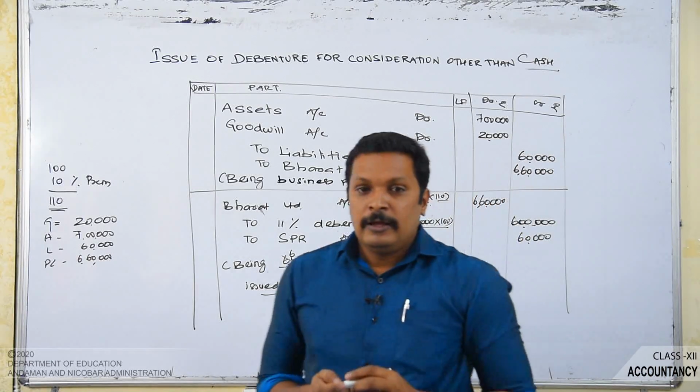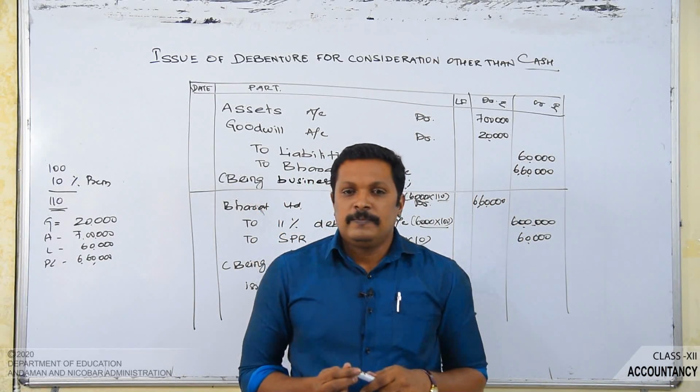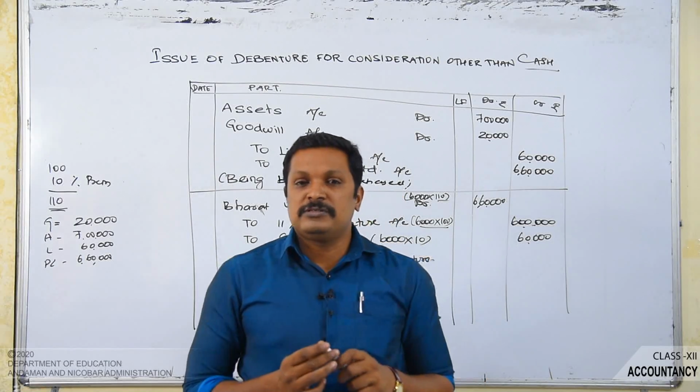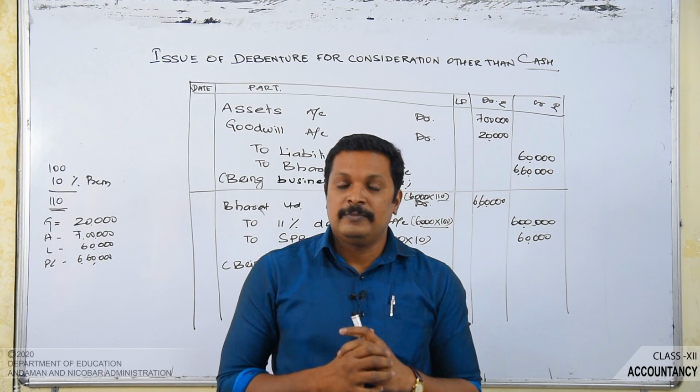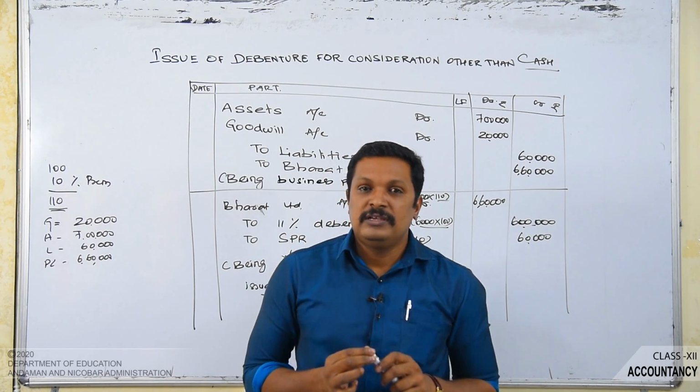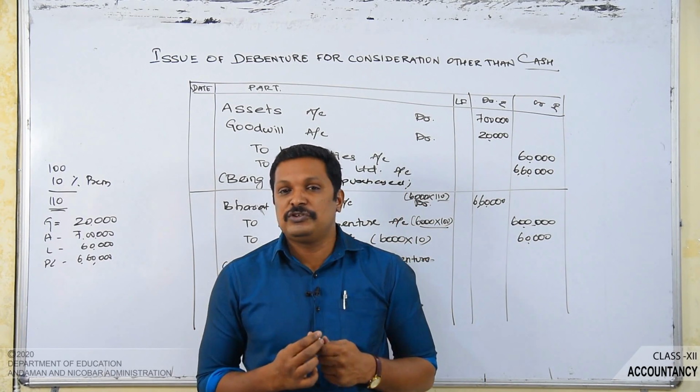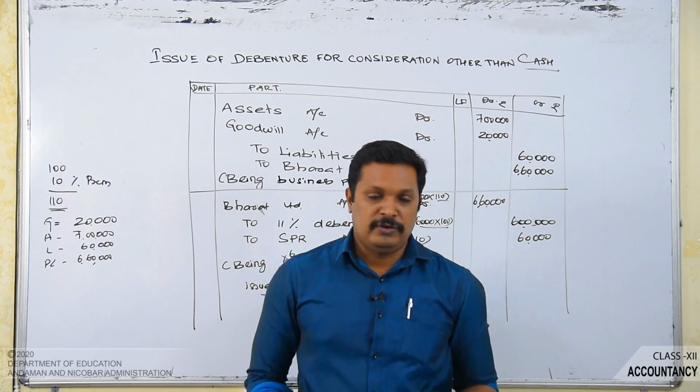So that's it, students. In the next class we are going to learn how to issue debentures in the case of collateral debentures, issue of collateral security like that, and how to pass entries and issue debentures from the redemption point of view.